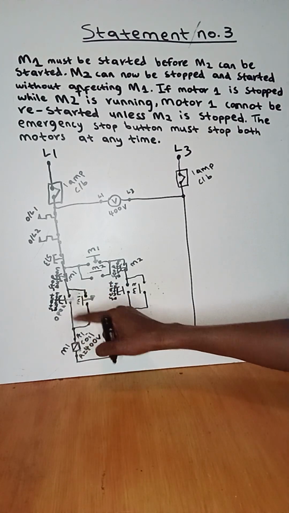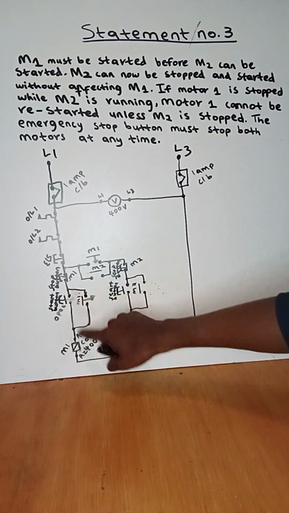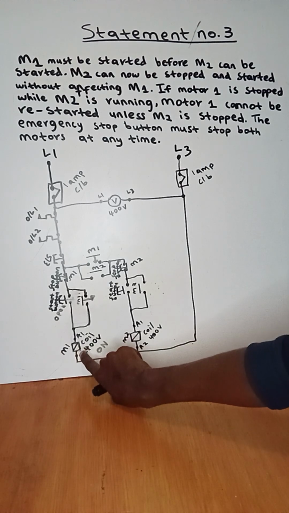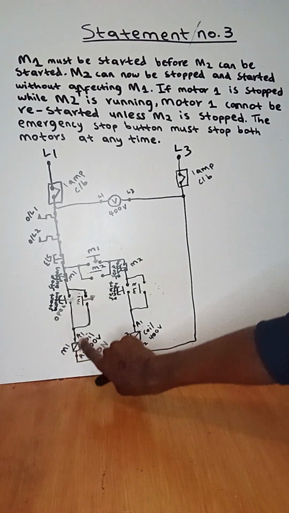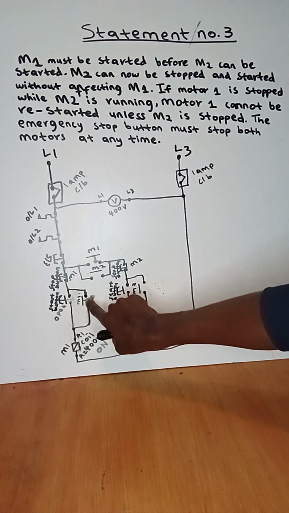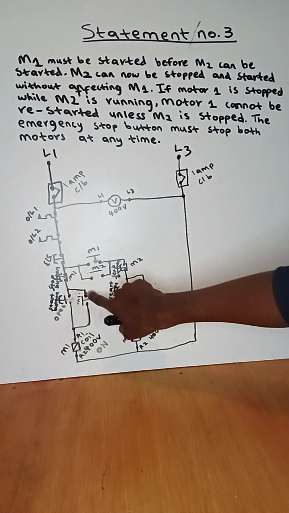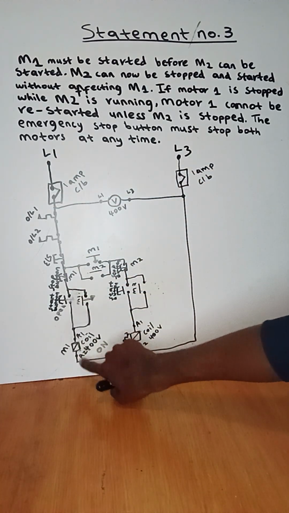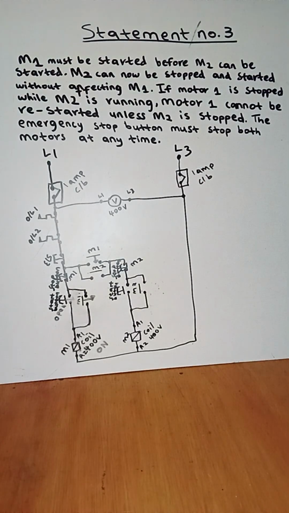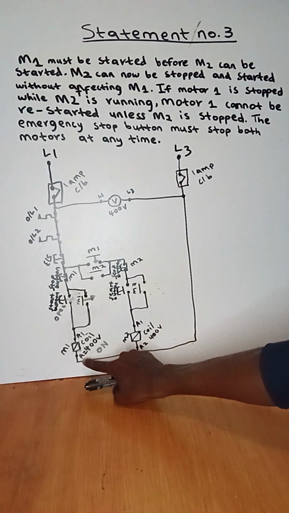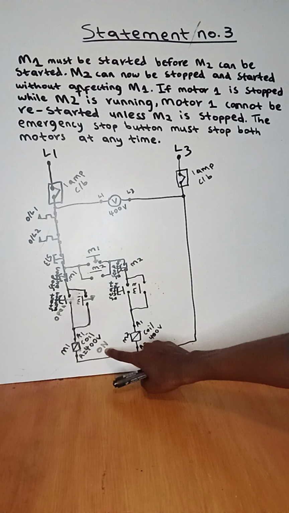It will create an open contact, which means right now the coil of motor 1 will still be energized because the retainer of motor 1 will let the current from live 1 flow all the way to A1, and also it will have live 3 from A2, so it will still be energized.